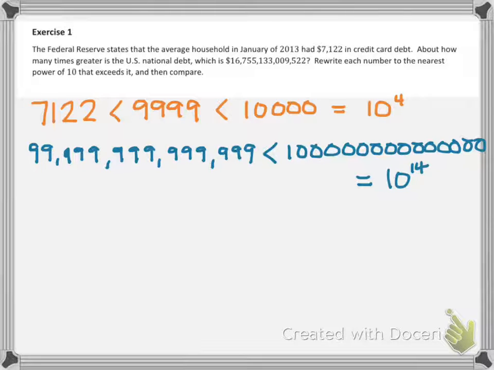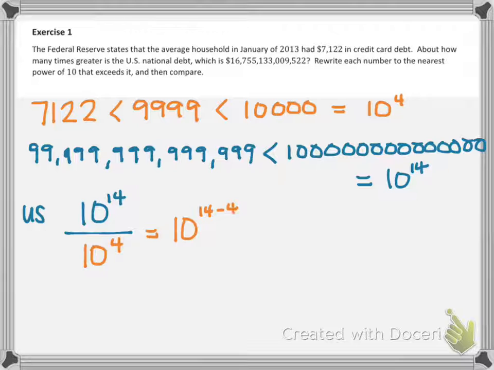And then we can compare. We can take our 10 to the 14th, which is the U.S. debt. Let me just put U.S. over here so we know. 10 to the 14th over our average household, which we said would be approximately 10 to the 4th. And then we can use what we know about exponents, and we could rewrite this as 10 to the 14 minus 4, which is 10 to the 10th power.